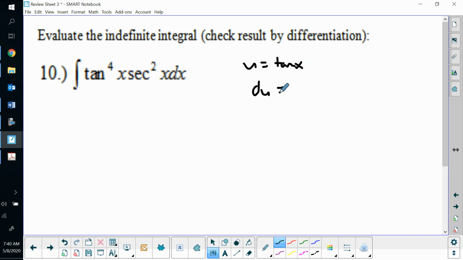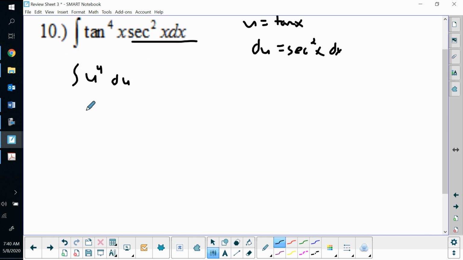So du is just secant squared x dx. This now becomes u to the fourth, and this all gets replaced with the du. Then this is a pretty straightforward antiderivative: 1/5 u to the fifth. Don't forget your plus c because it's indefinite. And then this is just 1/5 tan to the fifth x plus c.